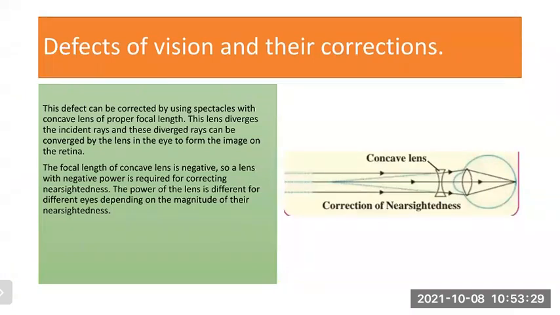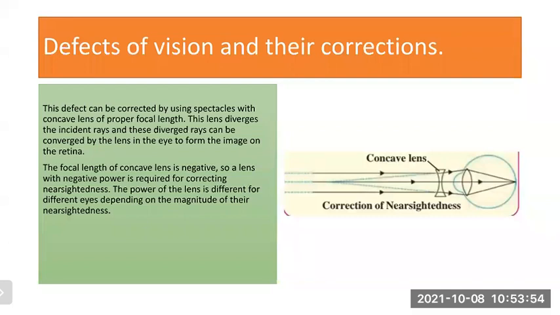Now, the focal length of a concave lens is negative. So a lens with negative power is required for correcting nearsightedness. The power of the lens is different for different eyes depending on the magnitude of their nearsightedness. Obviously, the power of the lens is different for different eyes.